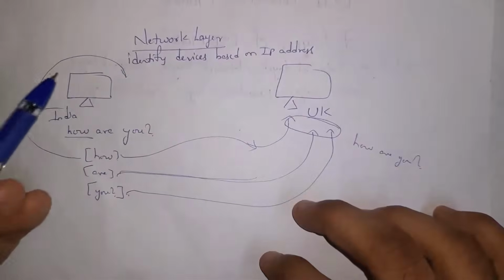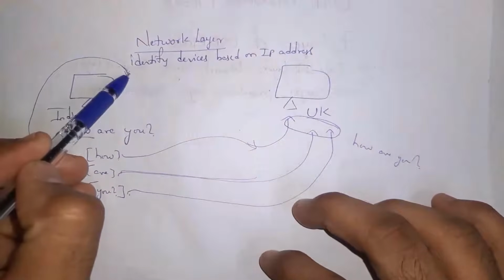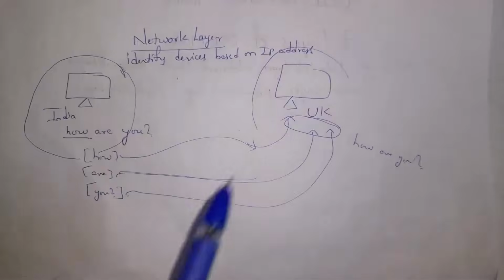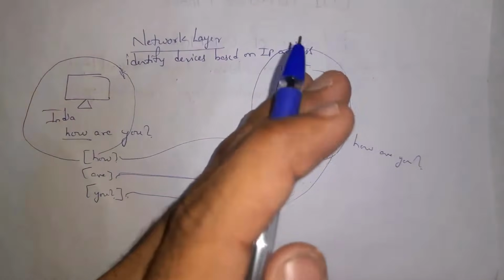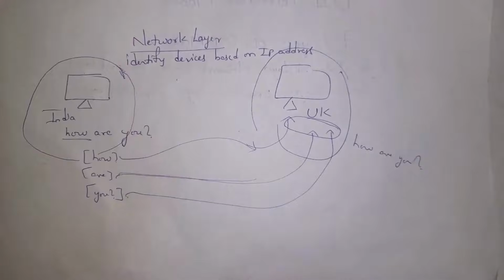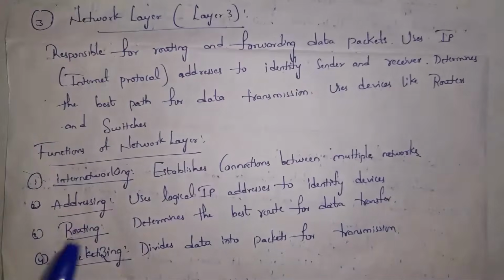For example, I'm in India, so my computer in India is considered as one network and my friend's computer in UK is another network. Both networks can communicate with each other based on IP address. So the network layer will establish connection between multiple networks. These are the functions of the network layer.